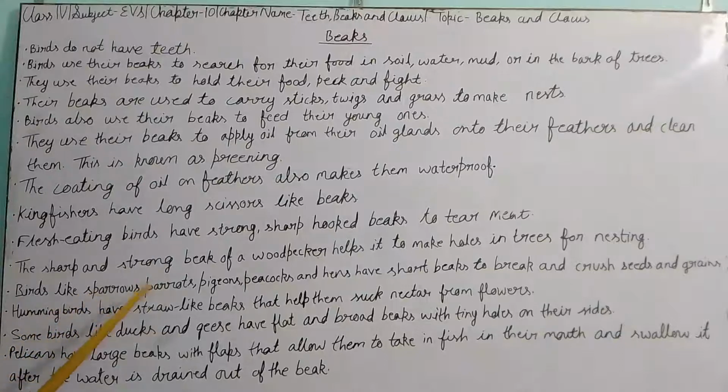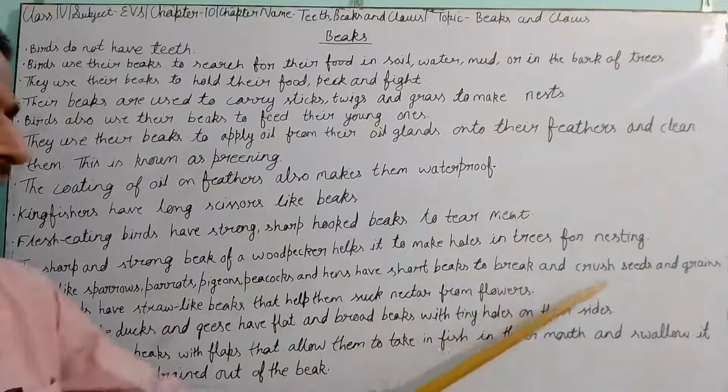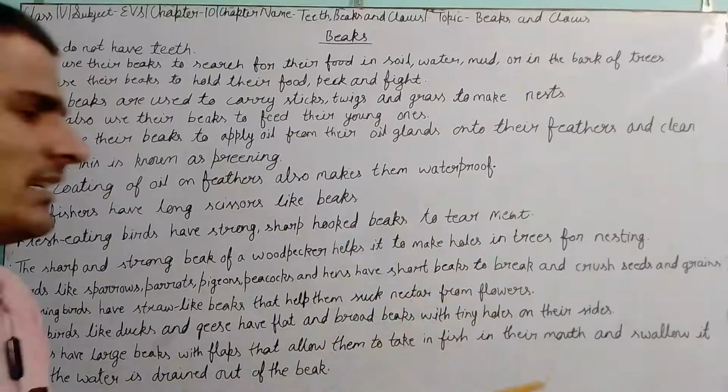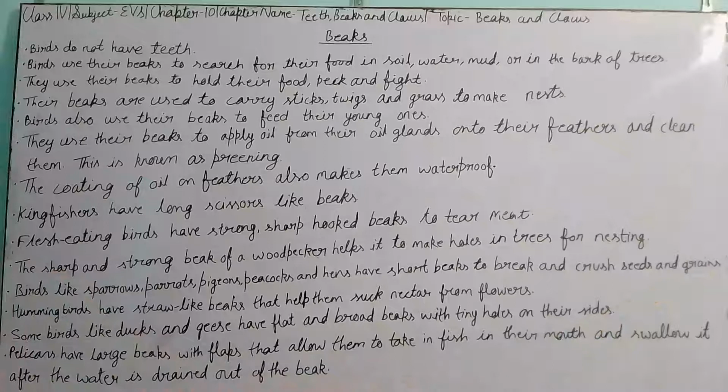Birds like sparrows, parrots, pigeons, peacocks, and hens have short beaks to break and crush seeds and grains. With the help of these short beaks, they can easily divide and crush the seeds and grains. They can easily make small parts of the seeds and grains with the help of their short beaks.